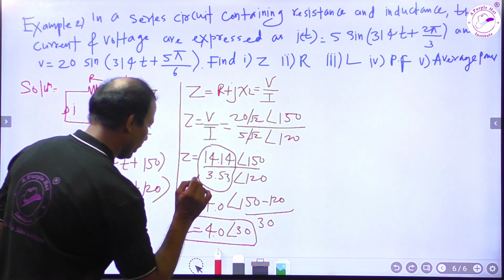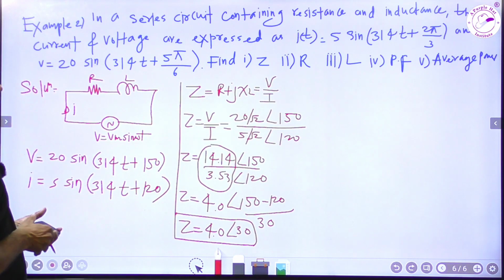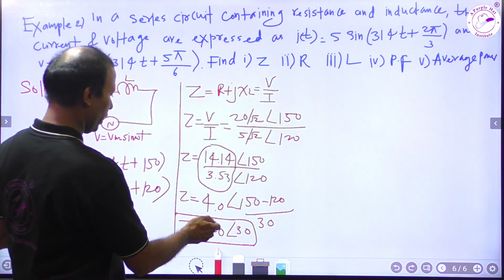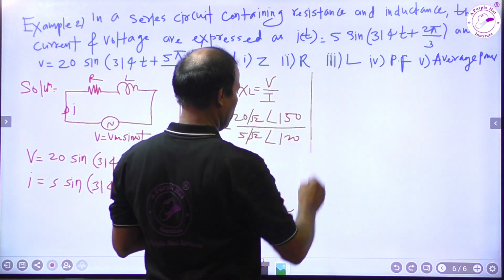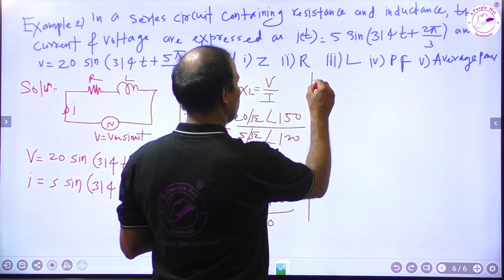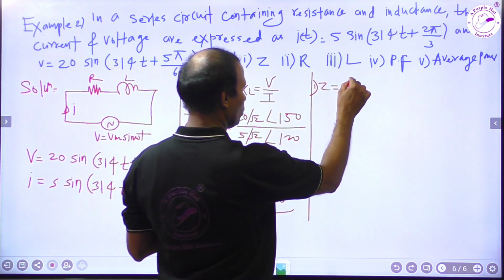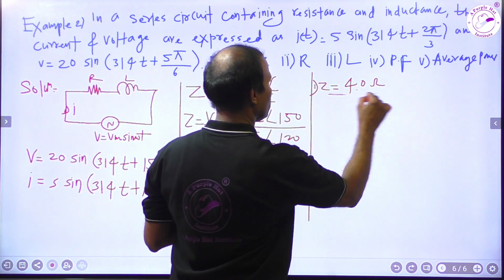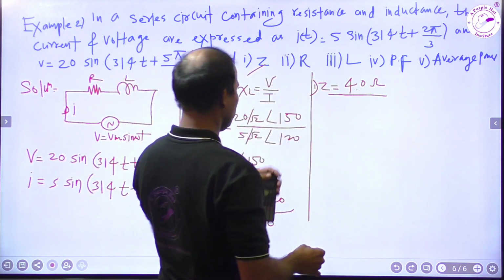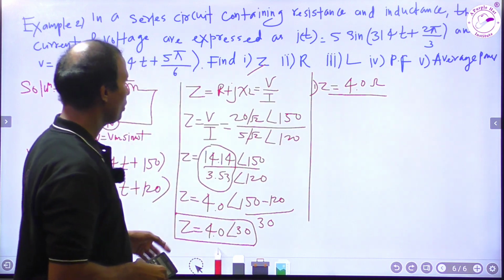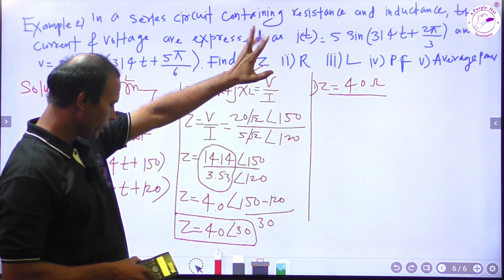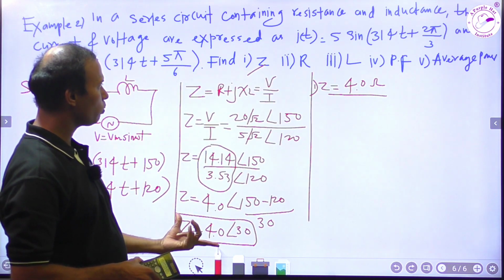So impedance angle must be positive. After this we can easily find this is magnitude of impedance Z. First unknown Z is equal to this 4.0 ohm. First is done. Then second, this is polar form. You get resistance and reactance, inductance directly if you convert this into rectangular form.